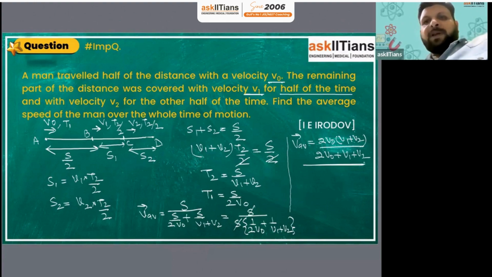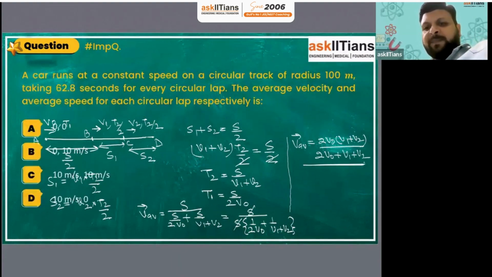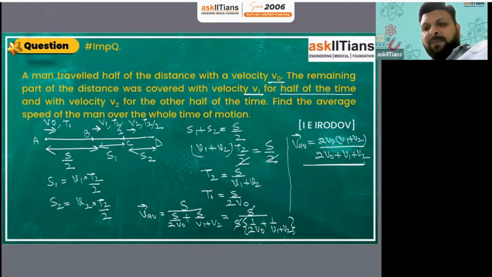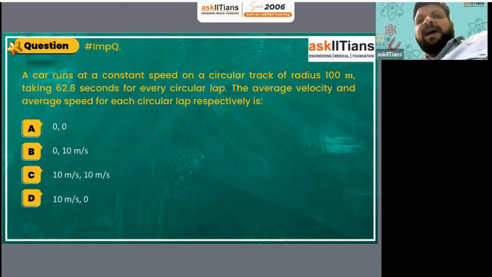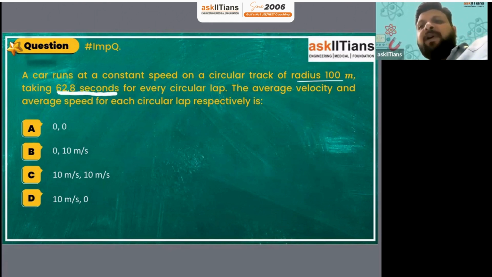So our next part is: a car runs at a speed on a circular track of radius 100 meter, taking 62.8 seconds for every circular lap. The average velocity and average speed for each circular lap respectively is.